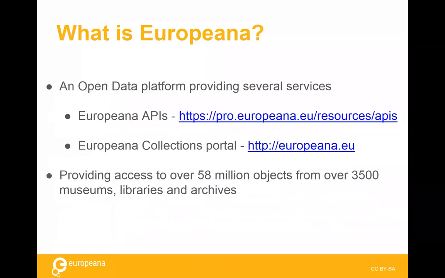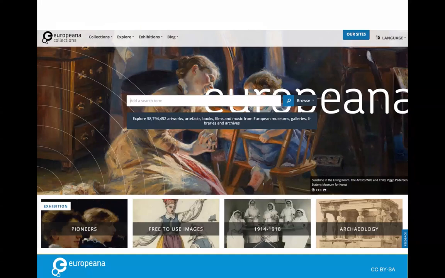We're an open data platform that provides several services. There are APIs that provide the data, and there's a portal at europeana.eu that allows everyone to discover and browse the material. We provide access to over 58 million objects from over 3,500 museums, libraries, and archives in Europe, and sometimes a bit elsewhere, and we are committed to sharing that material. In the past days, I think some kind of agreement has been made with OCLC so that some of our data would reach you in some ways. More to follow. This is what it looks like on the homepage. It's possible to search and find things.